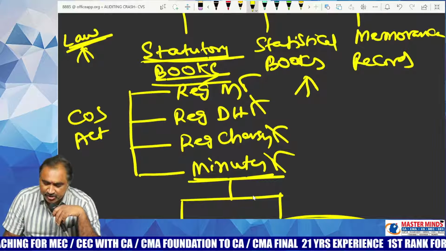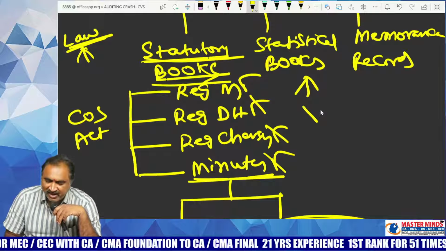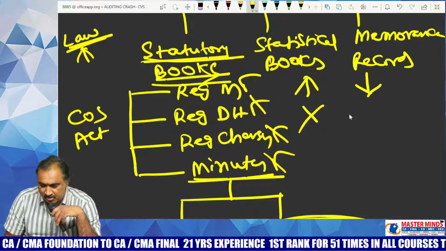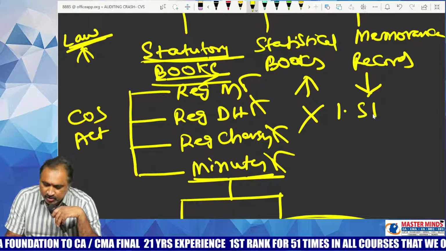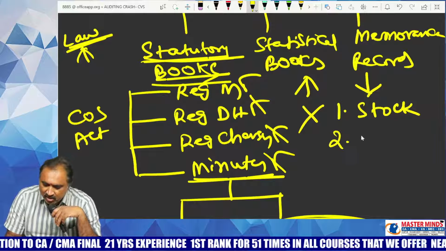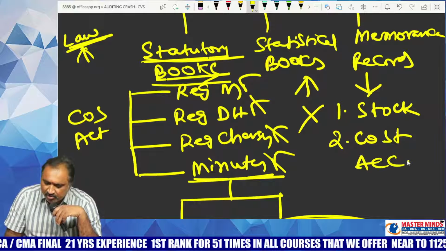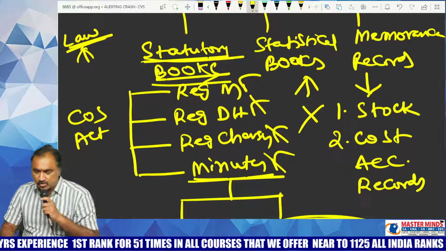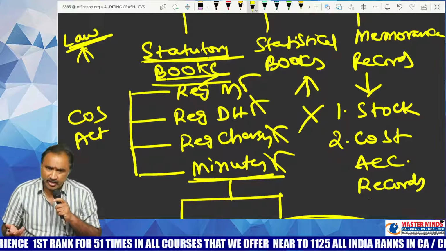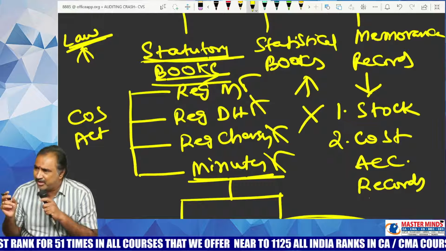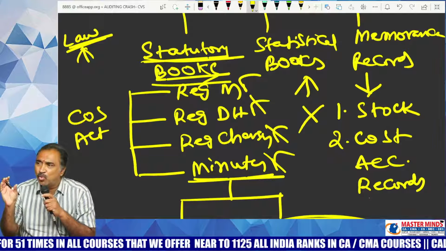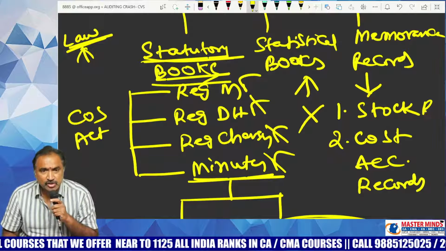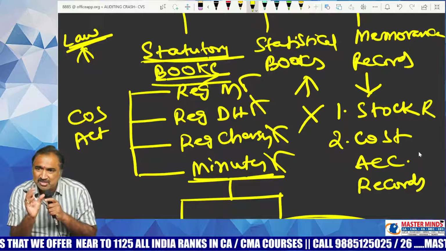Although the term statistical books is used, it was nowhere defined in the Companies Act. You can just leave it. And the third one is memoranda records. The term memoranda records includes stock records as well as cost accounting records. You know very well that every organization, including a company, may maintain a separate register to have control over the quantities of stock held by them. That register is technically called a stock register, which will contain the quantities of stock.